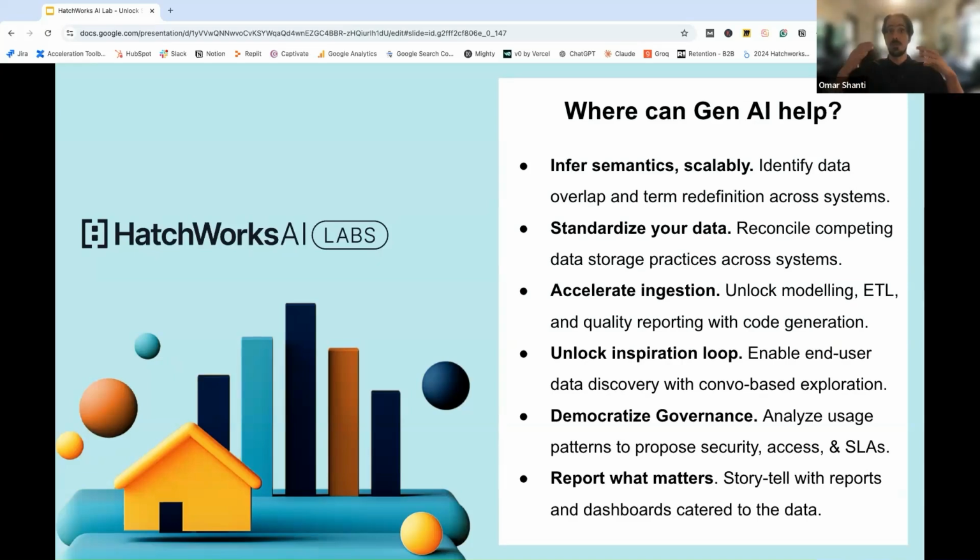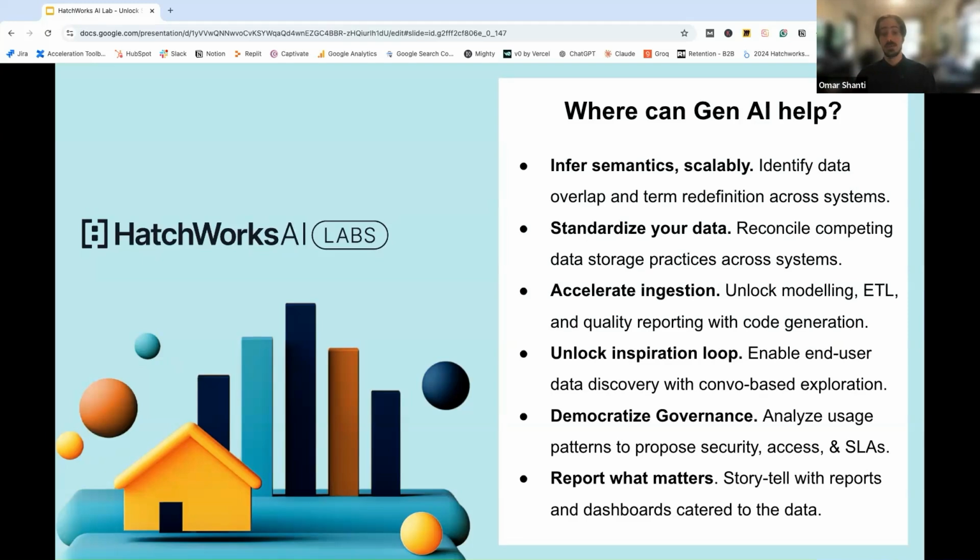Building information around your data, what we might call metadata, to empower data-driven decisions is super important for any enterprise. Knowing where that data lives, how to access it, and how to query it is one of the main obstacles to building a data-driven decision-making economy at your enterprise. So Gen AI can plug in here with identifying data overlap, defining terms, and identifying when a redefinition happens across systems.